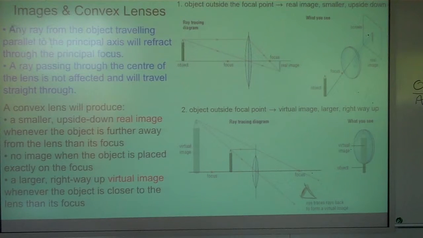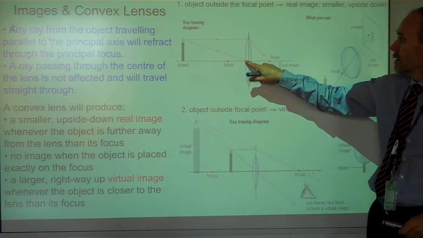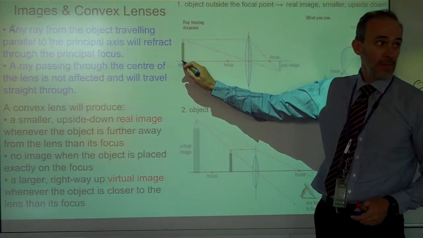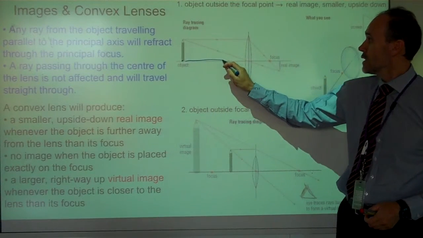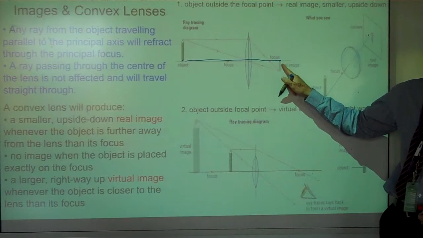Now, the blueprint is background, but I think you're familiar with this idea. The magnifying glass, okay? Any ray from an object travelling parallel will refract through the principal focus. A ray passing through the centre of the lens is not affected and travels straight through. So if you have a ray of light coming through here, and if you had to draw this picture, here's the bottom of the pencil, okay? The bottom of the pencil is on the principal focus. The ray of light carrying that information goes here, so I draw my pencil bottom there.